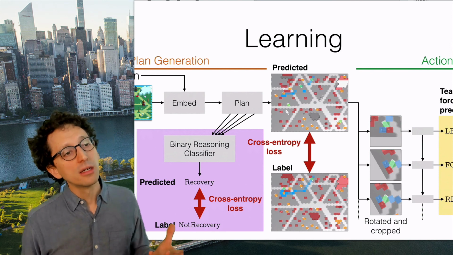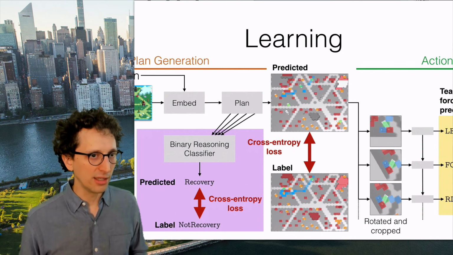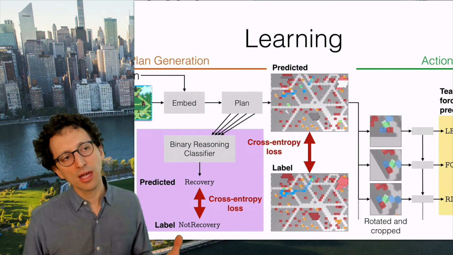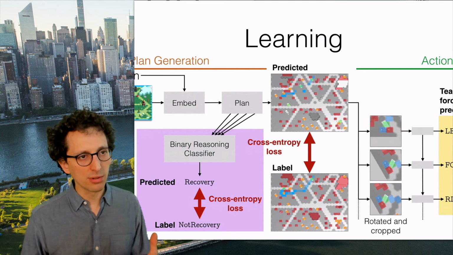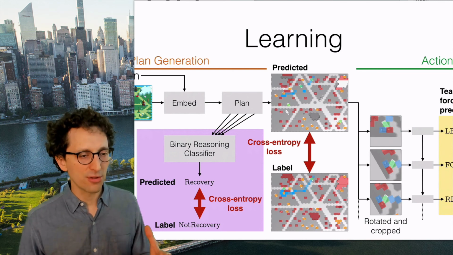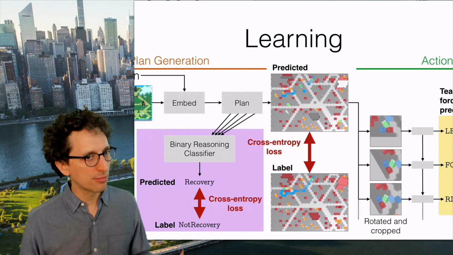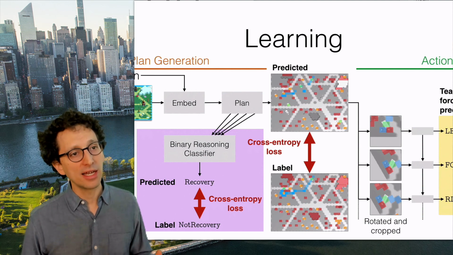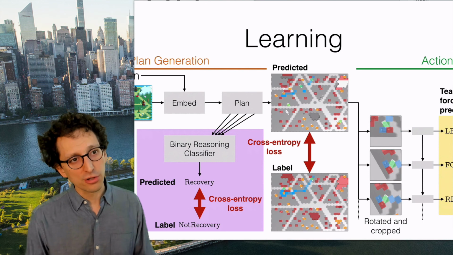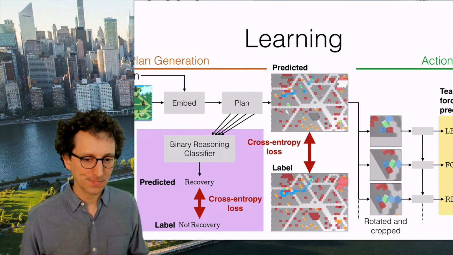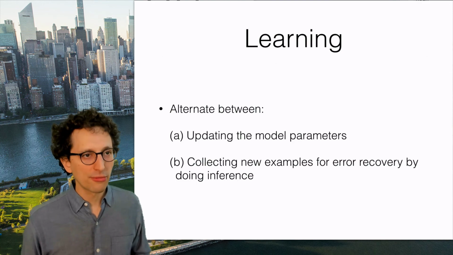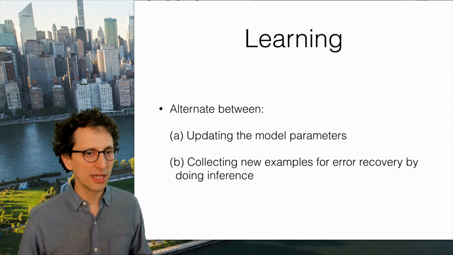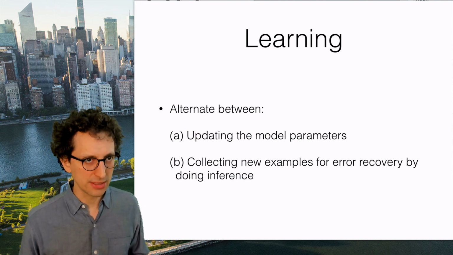But what does it mean to be able to classify this correctly during training? It means that these internal activations here look different for recovery examples versus not recovery examples. So the system is able to look at its start state, see the mismatch between what is specified in the instruction and what is in the environment, and then distinguish how it reasons about this instruction compared to instructions that are completely right. So the way the learning process works is we alternate between updating the model parameters and collecting new examples for error recovery by doing inference.